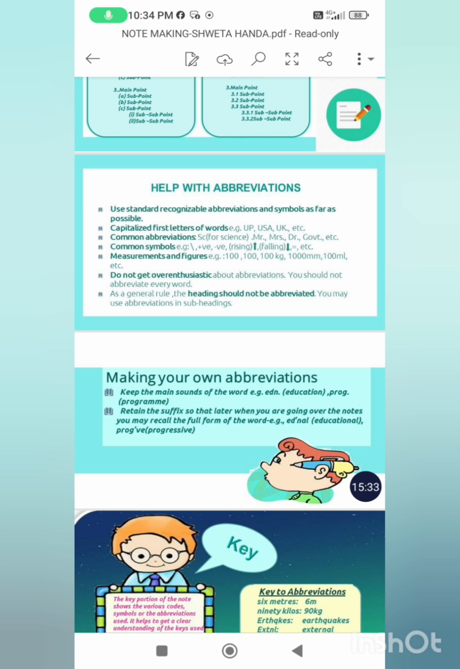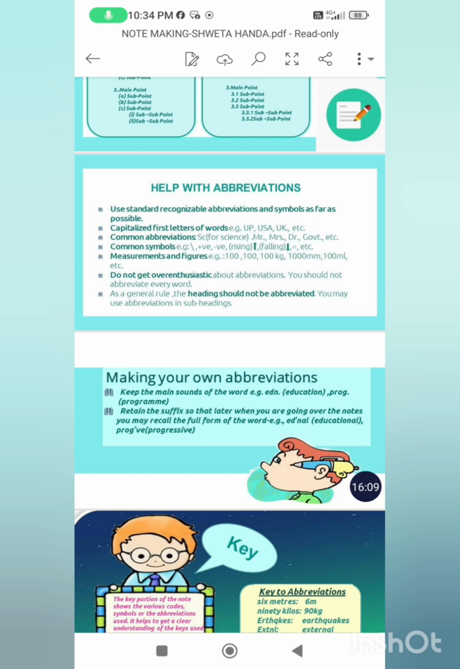Now use standardized abbreviations, right? So you should not abbreviate every word. Keep that in mind, everyone. As a general rule, the heading should not be abbreviated, as I've mentioned in the class as well. The heading should be capturing the essence of what the passage is containing, right?